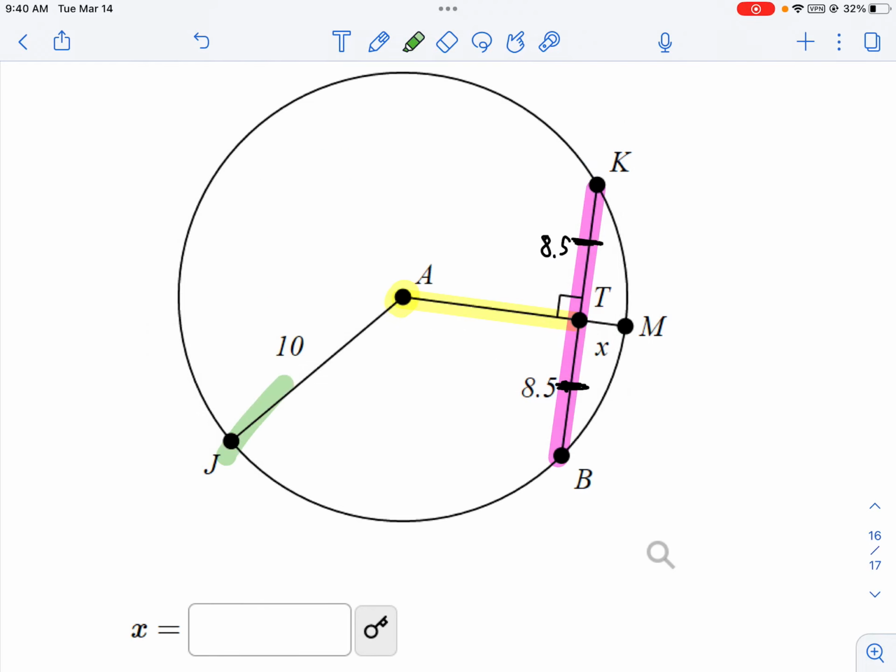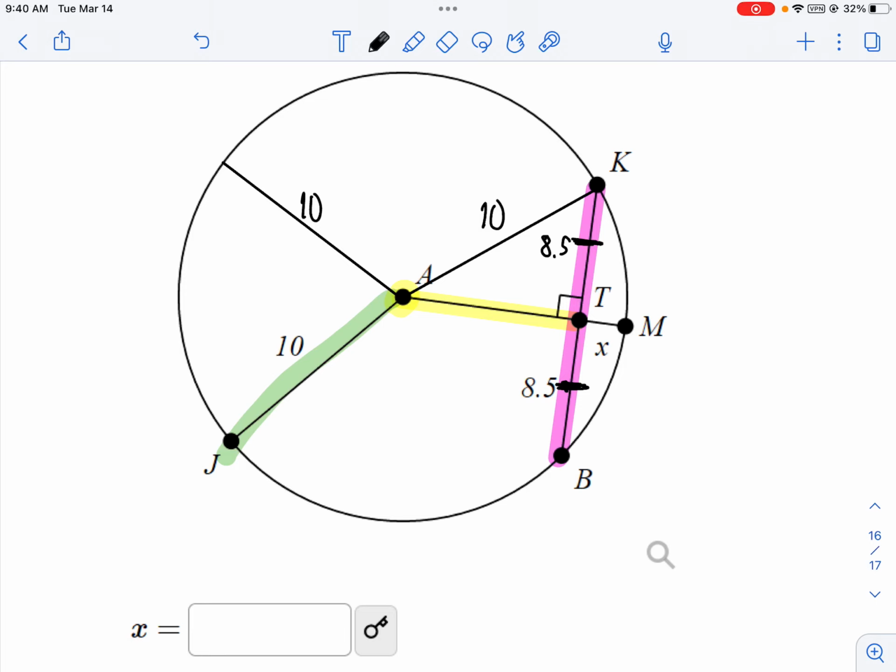We're also given this 10 over here. Now 10 is really special because that is a radius. Anything that goes from the center of the circle to the circumference is a radius of the circle. That means that anywhere you draw a line from the center to the circumference, that's a distance of 10. And why that matters is that what if we drew a line from the center to K? Isn't that also a radius? Yes, which means that's also 10.